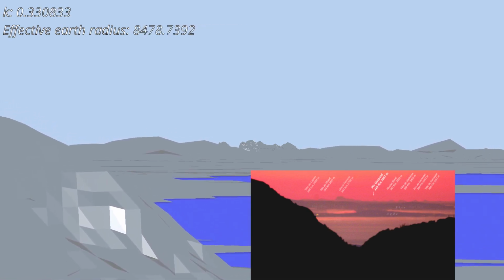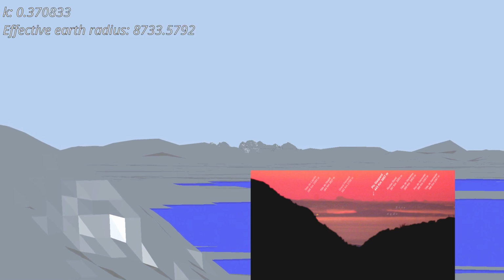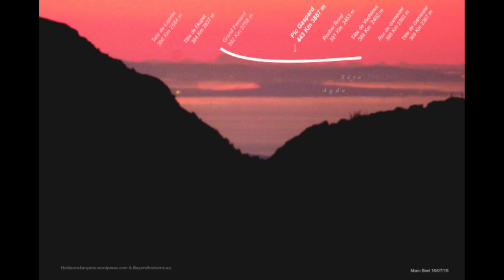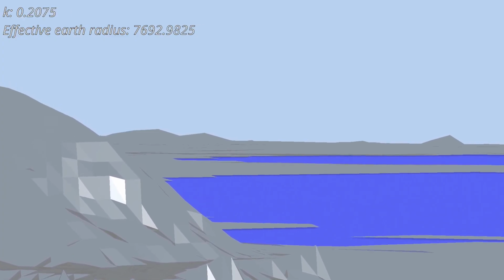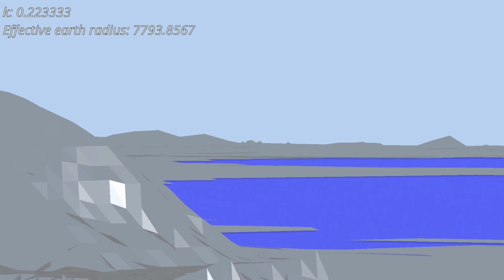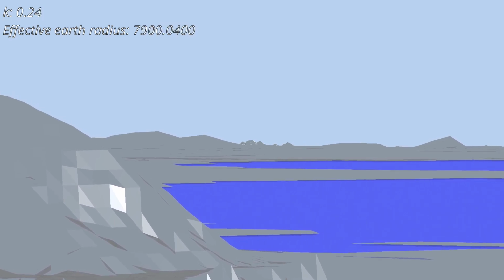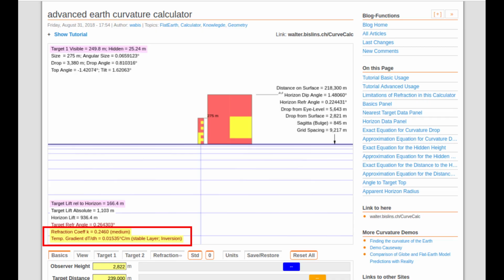I looked for an overall shape of the mountain range profile, which appeared to be a shallow bowl with one side slightly curled up. Scrolling back and forth between the likely candidates, I would estimate the refractive conditions to be approximately k equals 0.246, which is labeled as a stable inversion in Walter Bisland's Earth Curve Calculator. I will get back to that specific k value shortly.